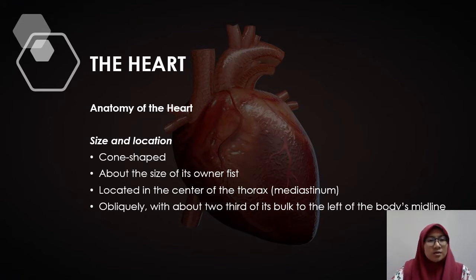The size of the heart is about cone shape. Dia berbentuk cone. About the size of your own fist. So kalau you buat macam ni, this is approximately your heart size. Located in the center. Dekat tengah ni, center of the thorax. Obliquely with about 2/3 of its bulk to the left of the body's midline.